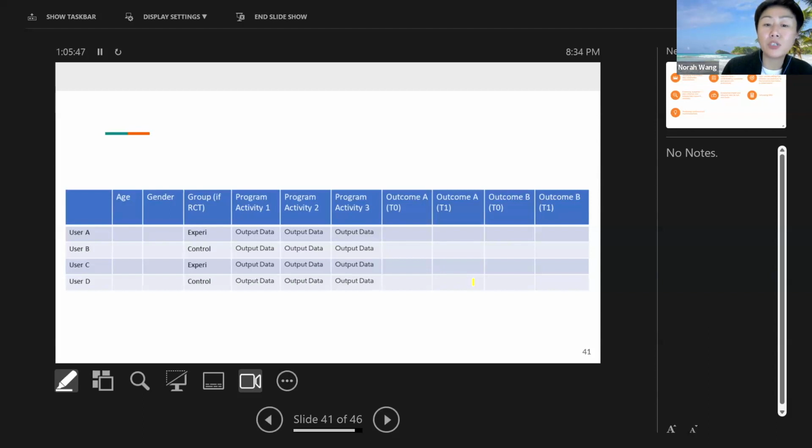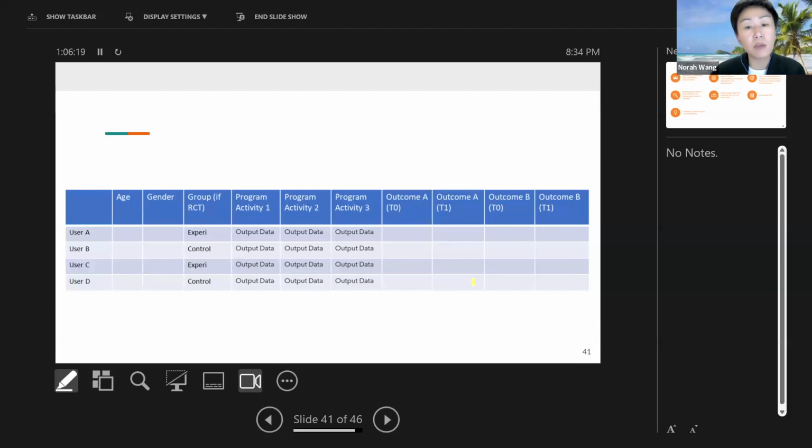And then, as we just mentioned, we need to map out all the program activities they participate in. For example, user A may participate in activity 1, not activity 2, but activity 3. When we do the attendance check, if you have online attendance registration, you may be able to pull this data already. So you have a very good tracking of who attended what activities, right?